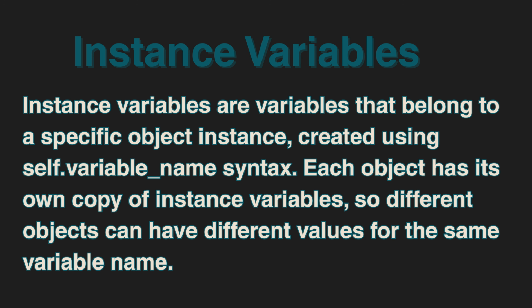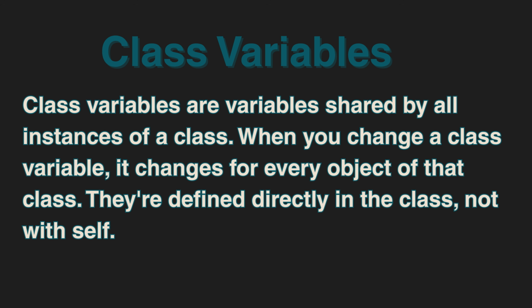And then there are instance variables. And this is what we're creating right now with self.dimensional_forms. Instance variables belong to a specific object instance. Each simulator object we create will have its own copy of this variable, as we know. And then we have class variables. These are shared by all instances of a class. If you change a class variable, it changes for every object of that class.